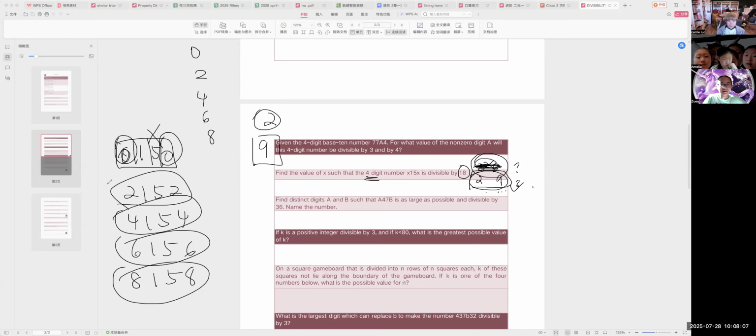Okay, so 2 plus 1 plus 5, this one's not right. And this one is 8 plus 6 is 14, no. So 12 plus 6 equals 18, yes. And this one is wrong. So how many of them are there? Could be divisible by 18. There's only one. 6, 1, 5, 6.